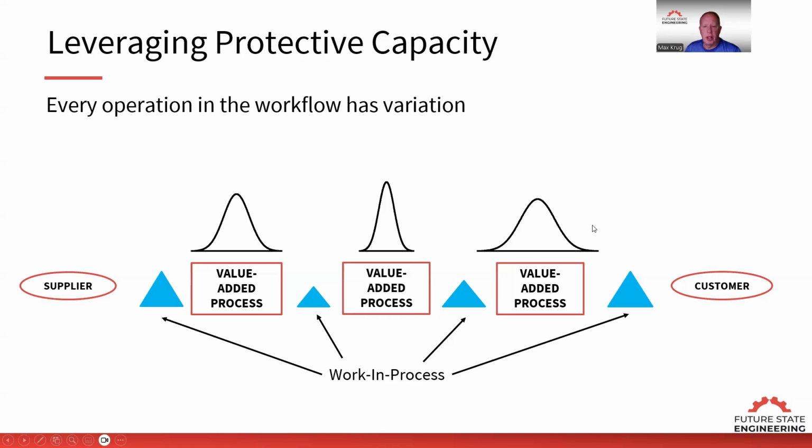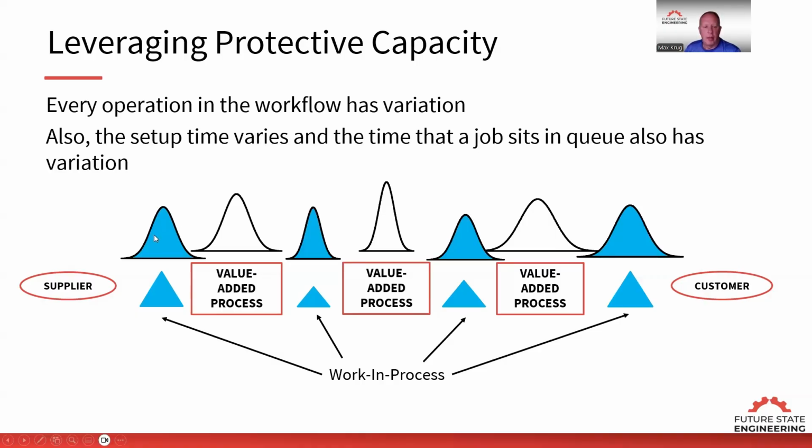So we're going to look at the variation in the system and understand how we can leverage that protective capacity by reducing variation. We also have variation between the value-added steps, but if we put in standard work in process, that variation between the steps becomes highly predictable, so we can control that variability. Now we focus on the value-added steps to reduce the variability there.